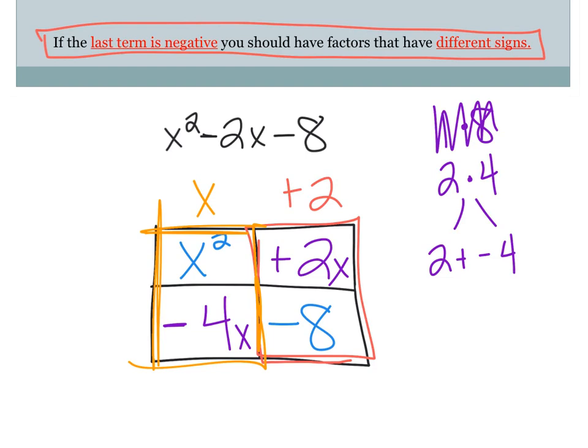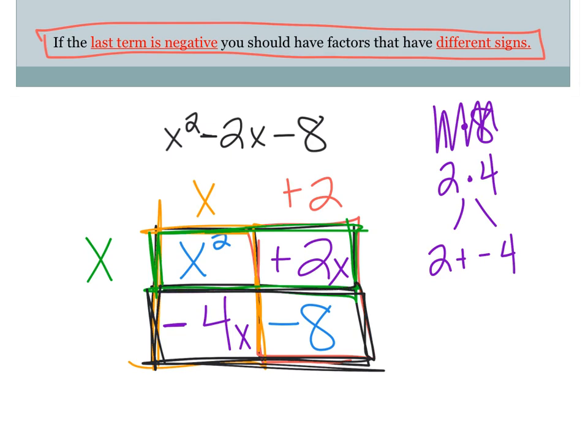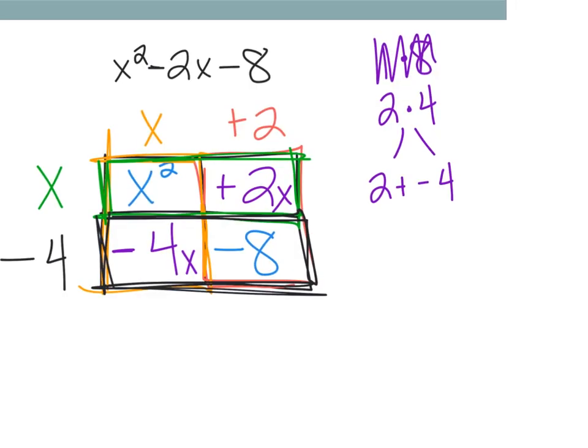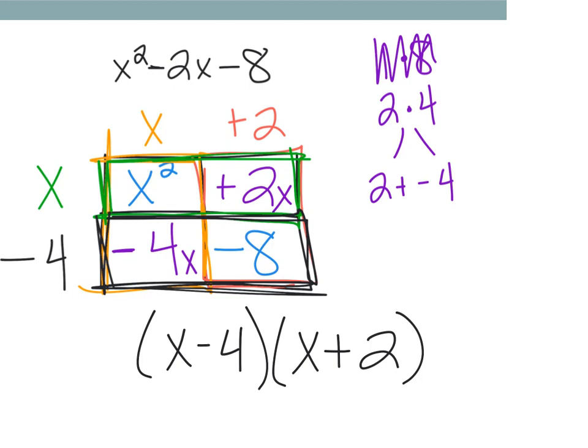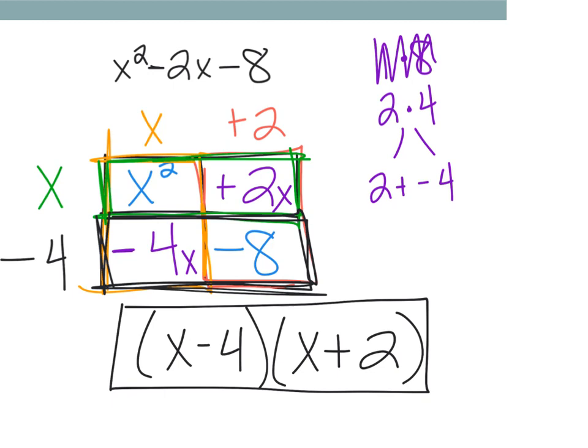Okay. Now we're going to look at our rows. Okay, this green top row. What does this row have in common? An x. And then we can look at the bottom row, negative 4x and negative 8. What do they have in common? They have a negative 4 in common. So ladies and gentlemen, we just got our factors from working backwards. We have an x minus 4 and an x plus 2. Okay, and don't worry, we'll be doing more examples with the box with later problems.